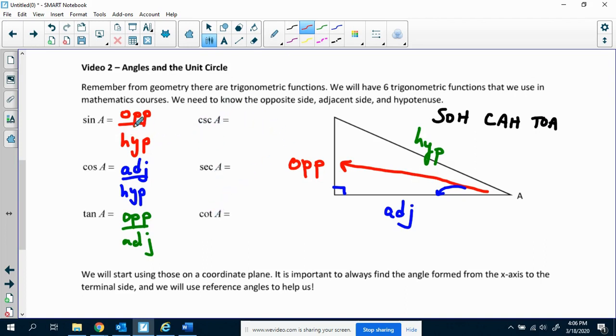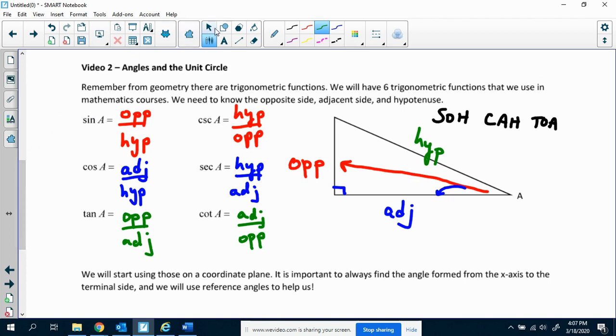Well, this year, we're going to also talk about cosecant, secant, and cotangent. Those are just the reciprocals of each of the functions that they're right next to on our paper. So cosecant of an angle is the hypotenuse over the opposite side. The secant of an angle is the hypotenuse over the adjacent side. And the cotangent of an angle is the adjacent side over the opposite side. So those are things that you just have to kind of memorize.